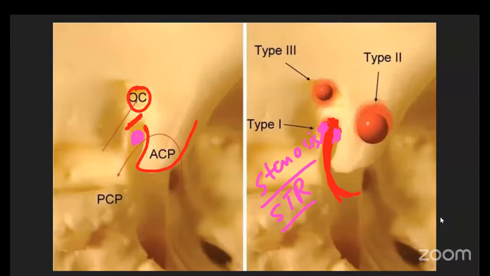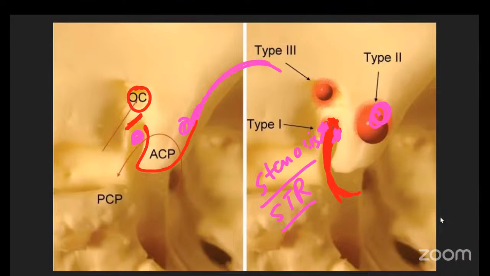Then we have type 2, which is one of the most common presentations. Where is it going to be? It's going to be on the superolateral side. Now this is lateral. Remember, this was going into the lesser wing of the sphenoid, and this was the lateral portion, the lateral base.